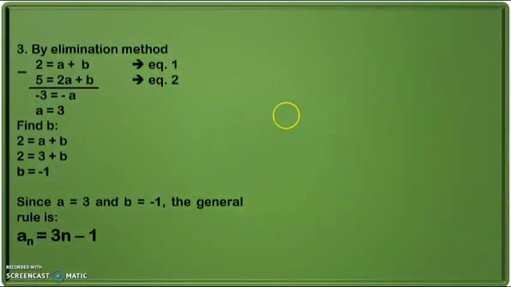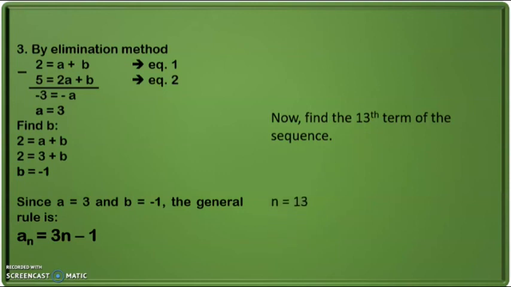Now, if this is the general rule, let us find the 13th term. Since we are looking for the 13th term, our n here is equal to 13. Plug in. So that is 3 times 13 minus 1 is equal to 39 minus 1 is equal to 38. So therefore the 13th term of the sequence is equal to 38.